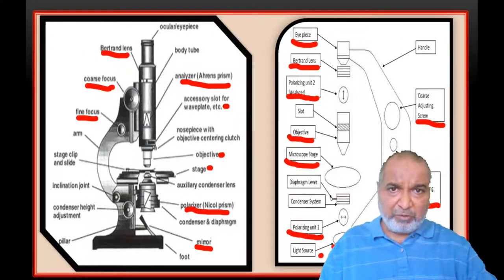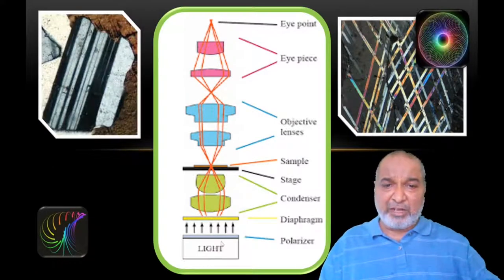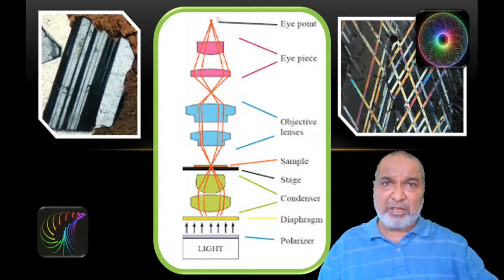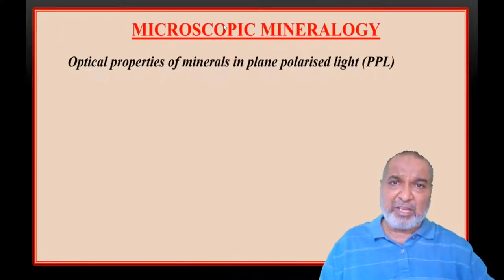figure which will show you the path of the light. So here you can see how the work will be done. Light comes out. Here we have the condenser. This is the polarizer. This is the rotating stage. The lenses will be there, analyzer, Bertrand lens, and this comes out to the eyepiece. The eyepiece will be the next one.